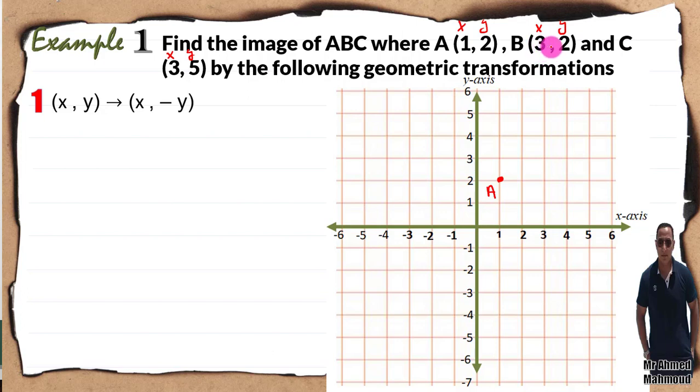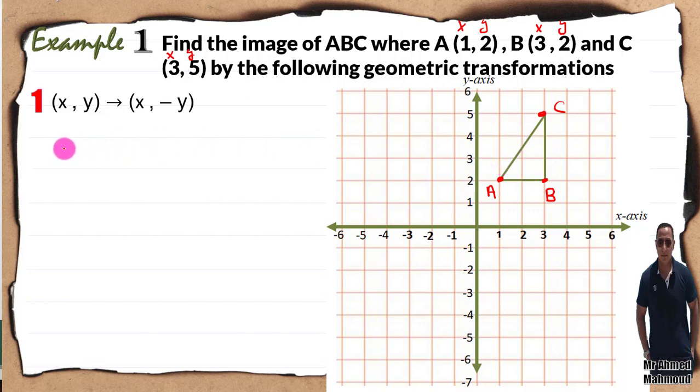B, 3 and 2, 3 and go up to 2. This is B. C, 3 and 5, 3 and go up to 5 here. This is C. Now I'm going to connect the 3 points like this. It gives me triangle A, B, C, as you see.